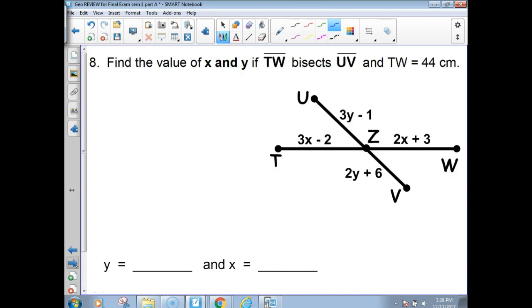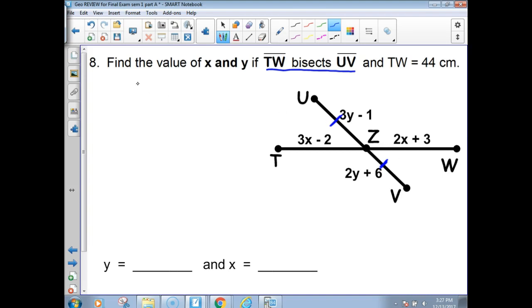Okay, I'd like to set you up on number 8. We're not going anywhere yet. Find the value of x and y if TW, okay, we've got to make sure you turn your page. All right, so I waited for that. Now, here we read this. It says TW bisects UV. The most common mistake is for people to say these are equal. It doesn't say that. It says TW cuts UV in half. So that means this is equal to this. You cannot assume it goes both ways.